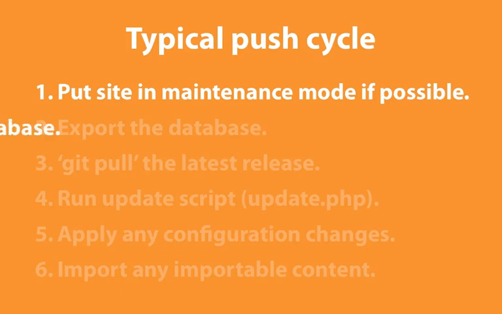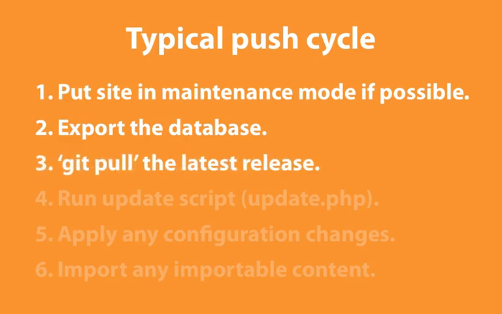So at this point, we know that we can move on to our second step, which is exporting the database. And if something during this deployment process goes a little bit wonky, we can roll back using this export of the database. Next, we want to update our codebase. And if we're on version control, we'll simply use Git Pull to pull the latest release from our master branch.